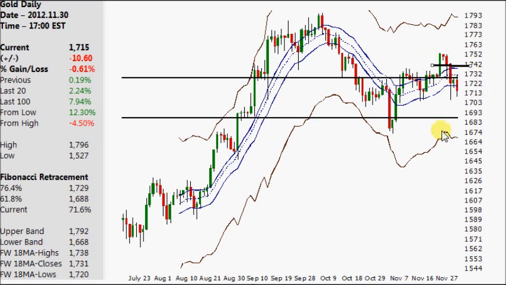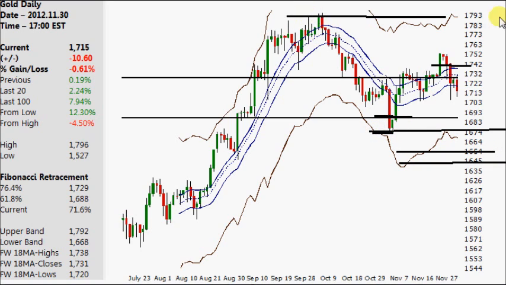If this is the failed breakdown, I'd expect at least a test of this level, but maybe even a further retracement. And of course, if this is the failed breakdown, I would expect at least a test of the previous high, if not again, a break above that level.